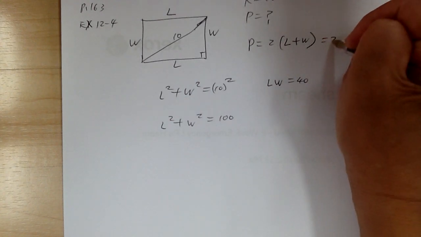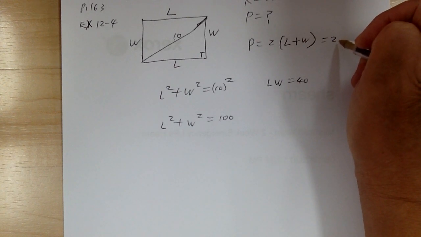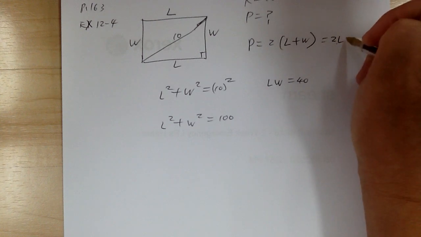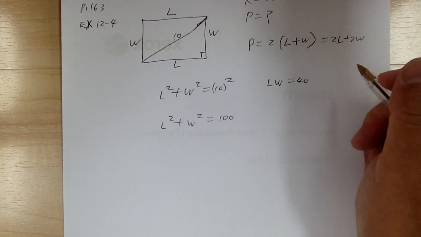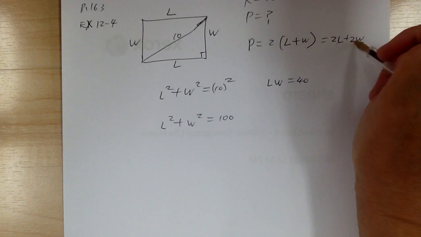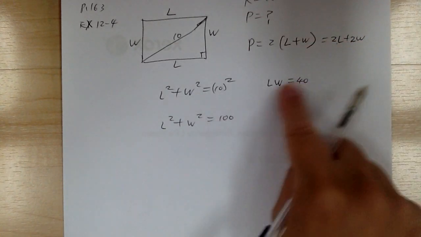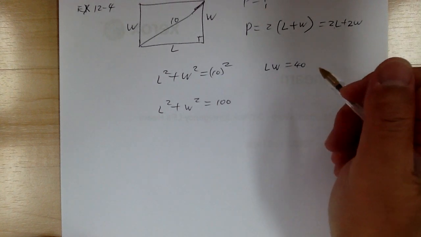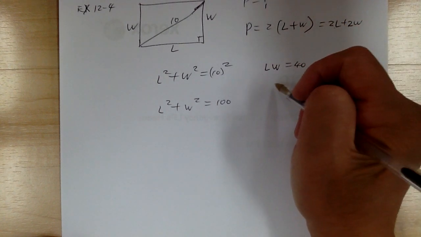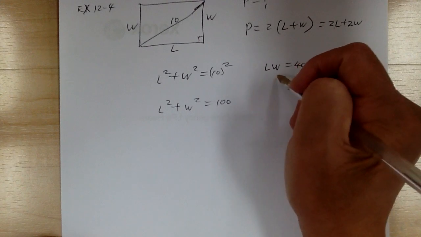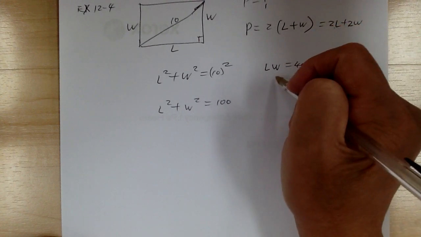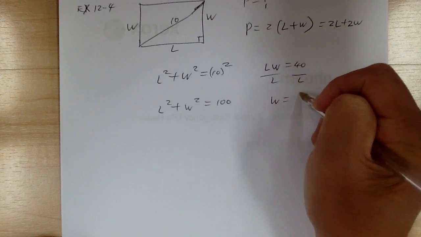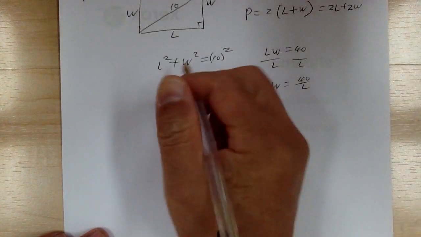And this is equal to 2L plus 2W. Okay, so keep that in mind right now, and let's just go and solve this already. You can just do the dividing. Let's solve for W. Divide by L, so W equals 40 over L. So you can substitute.